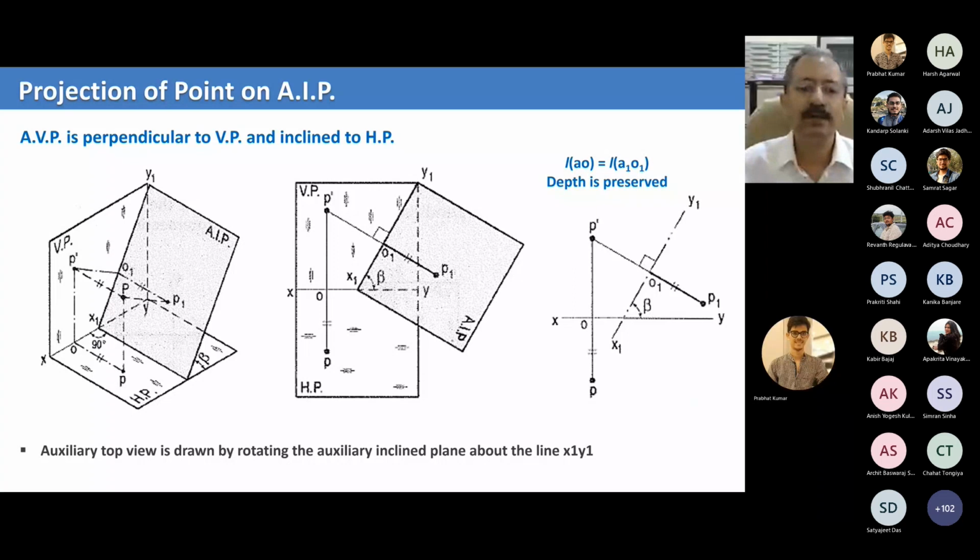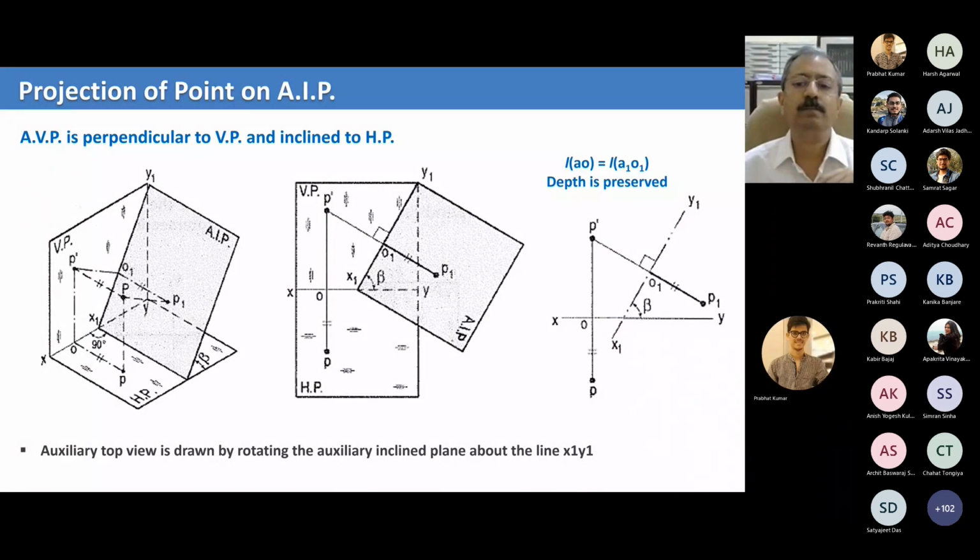What rule is to be remembered here? In the previous one we said height is common. In the inclined plane, the depth is common, which means the depth of the point P. The projected point P is small p, and on the inclined plane the projection will be P1. So your OP and O1 P1, the depth of the point P from the vertical plane, will always be the same.